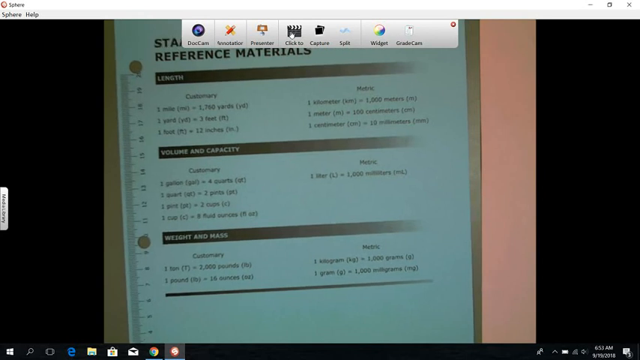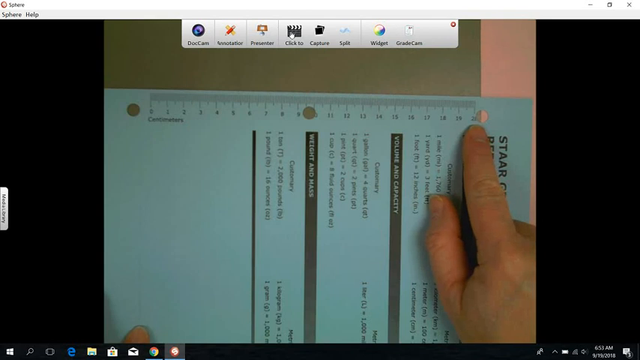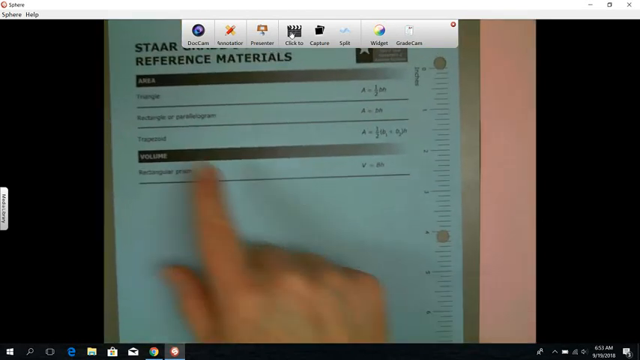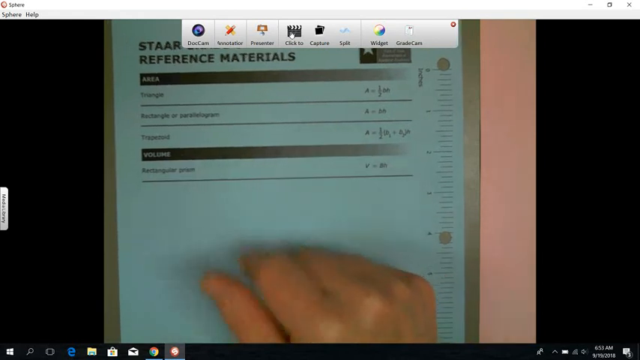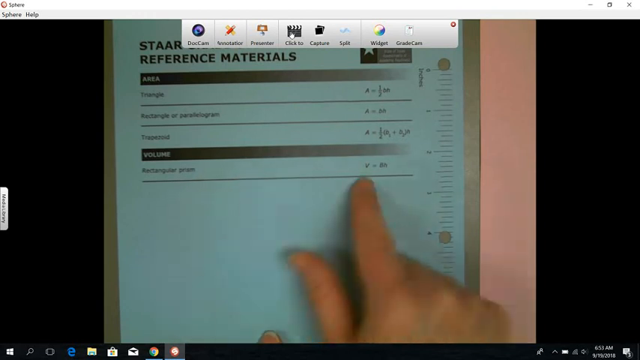On our STAAR chart, there are two different rulers, and one of them is in centimeters. That's on this side, and it says centimeters here, which we can turn and then use right here. On the other side, where we have our formulas like the area of a triangle, the area of a rectangle, parallelogram, and trapezoid, as well as our volume formula, you'll find the inches ruler. It's on the other side.